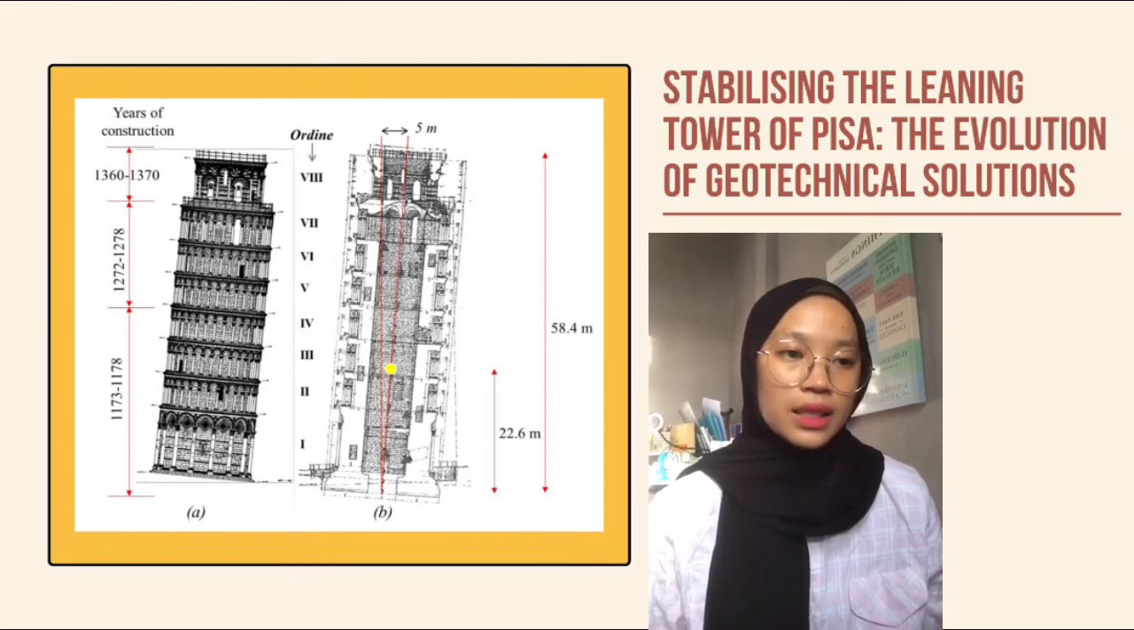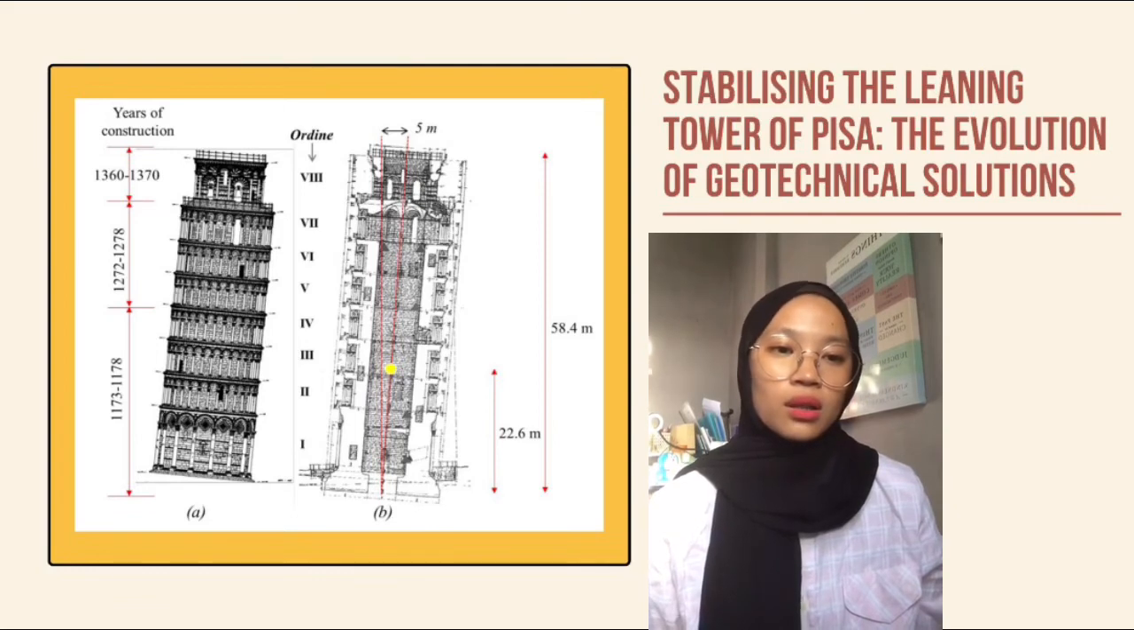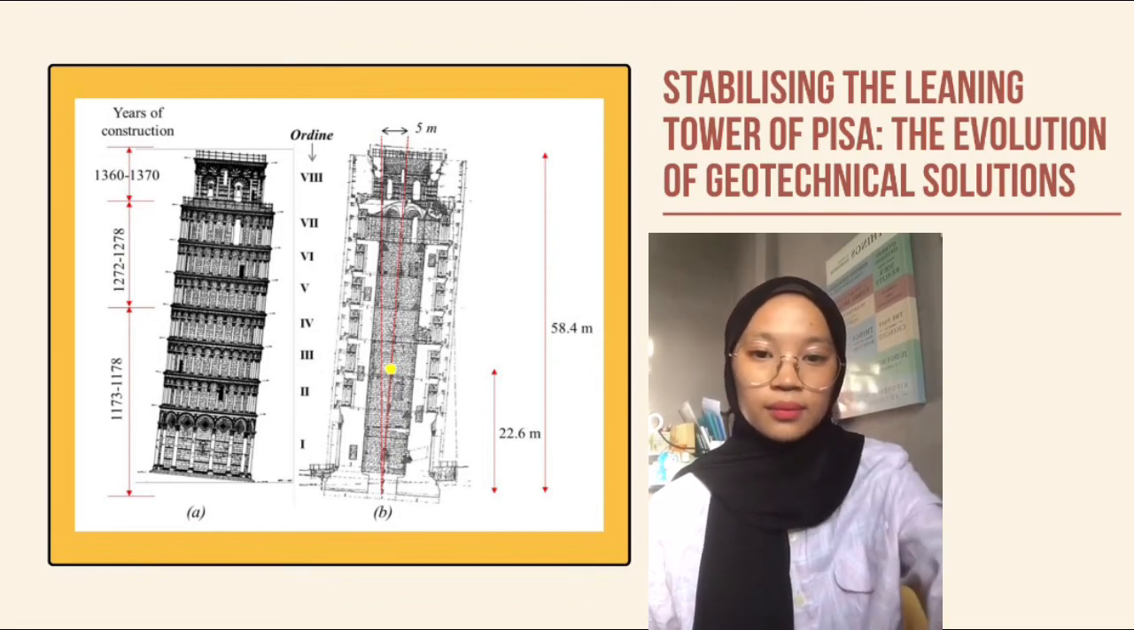About 1360, when the further consolidation of the underlying clay had taken place, work on the bell chamber commenced and was complete in about 1370, nearly 200 years after commencement of construction.